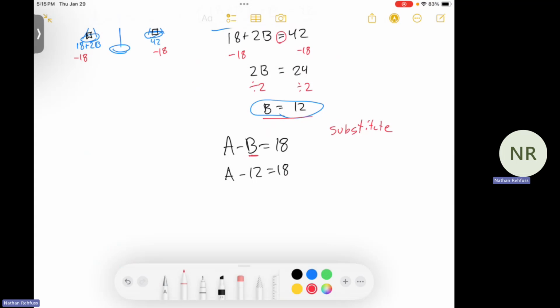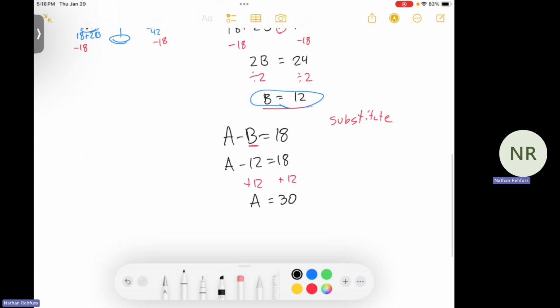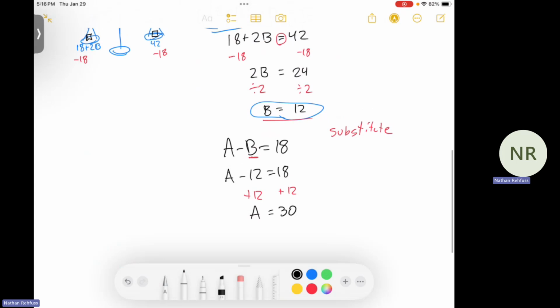I'll add 12 to each side, and now it says a equals 30. So now I know my other number is 30. 6b says write your solution in English.